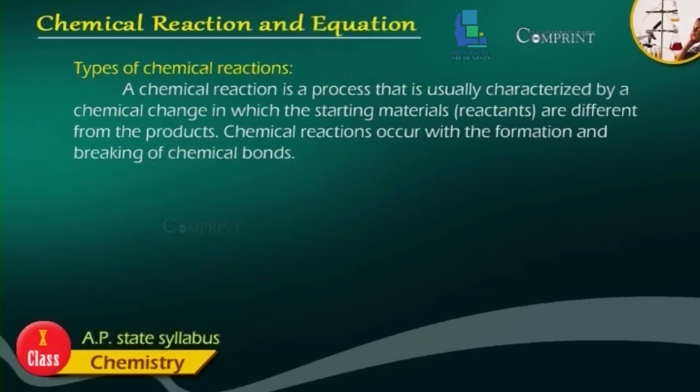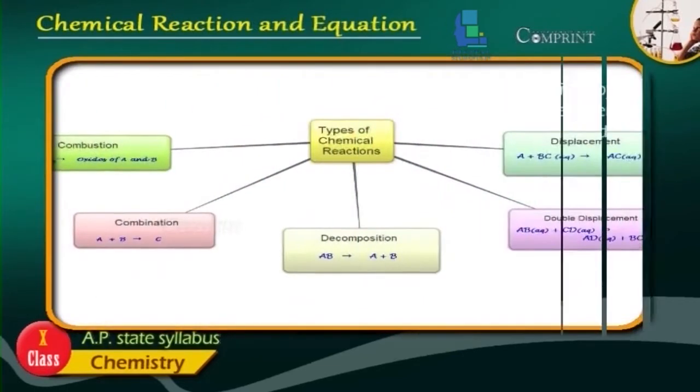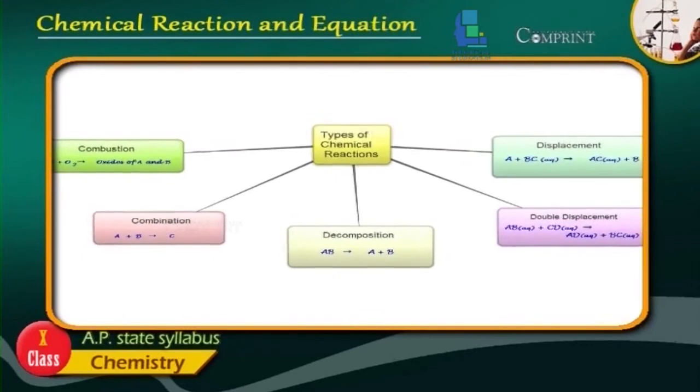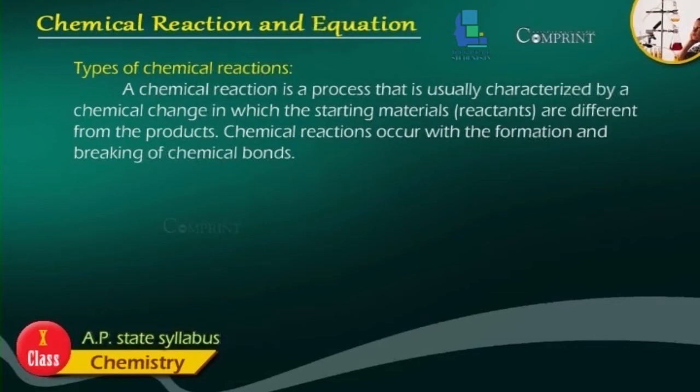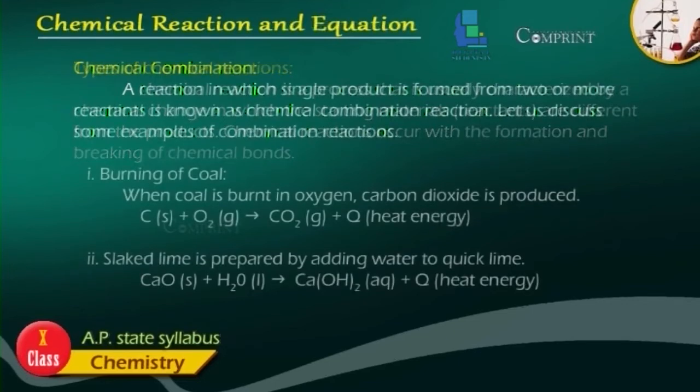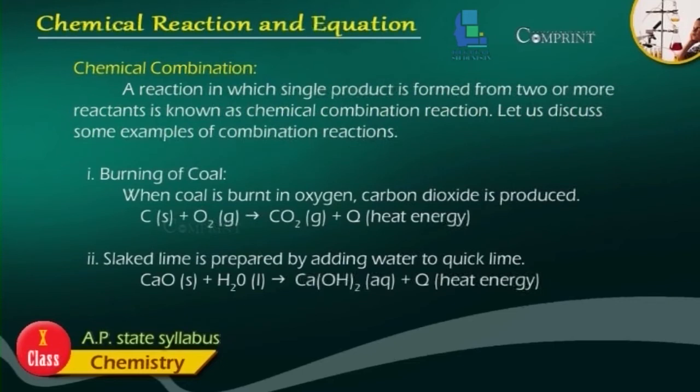Types of chemical reactions. A chemical reaction is a process that is usually characterized by a chemical change in which the starting materials are different from the products. Chemical reactions occur with the formation and breaking of chemical bonds. Chemical combination. A reaction in which a single product is formed from two or more reactants is known as a chemical combination reaction. Let us discuss some examples of combination reactions.